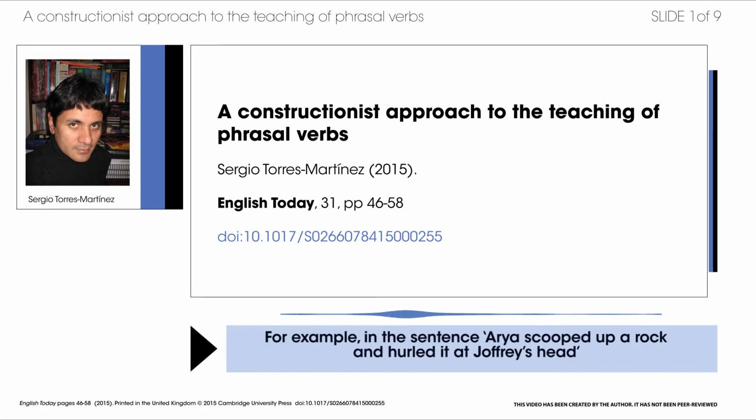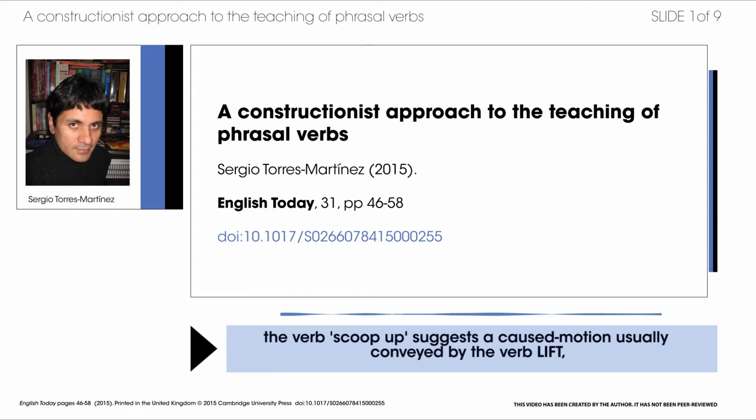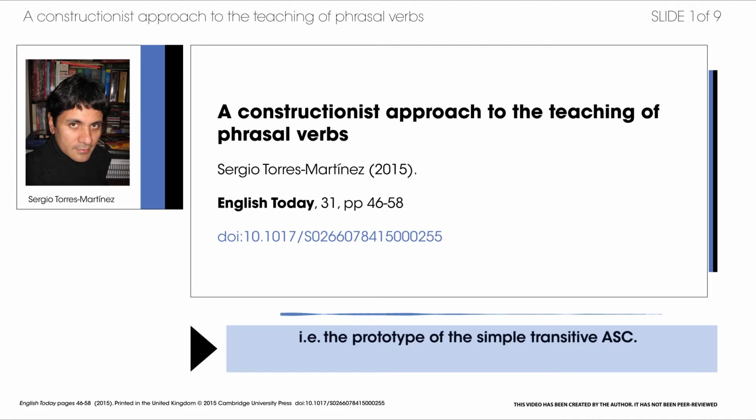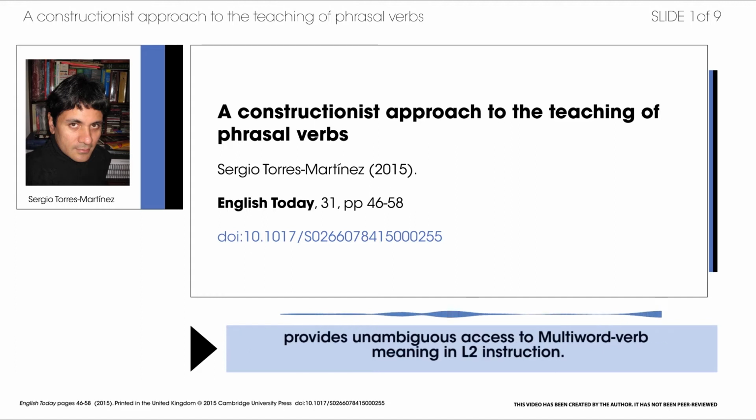For example, in the sentence, Arya scooped up a rock and hurled it at Joffrey's head, the verb scoop up suggests a caused motion, usually conveyed by the verb lift, i.e. the prototype of the simple transitive ASC. That the combination of both verbal and clausal meaning provides unambiguous access to multiword-verb meaning in L2 instruction.